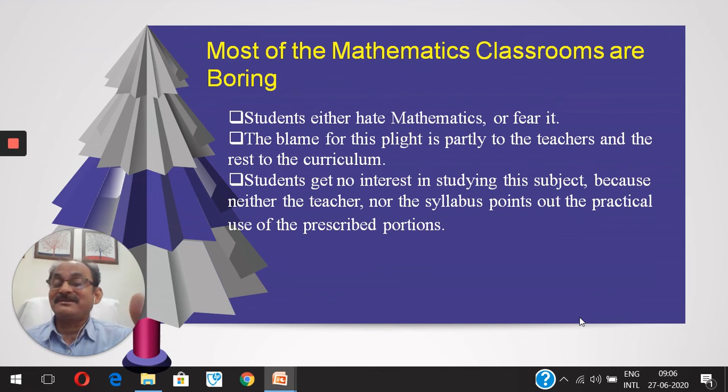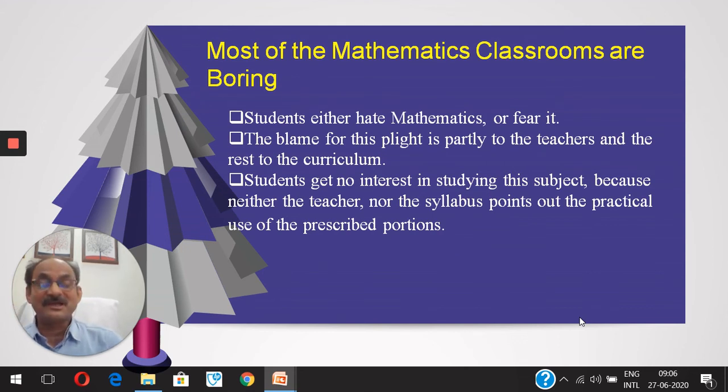So students either hate mathematics or fear it. Hating mathematics doesn't mean that you don't understand it. Sometimes people don't understand. The people going into the biological sciences say, "Okay, we hate mathematics." The people going to the engineering side say that they like mathematics. So this is the concept of mathematics, but mathematics is connected to all branches.